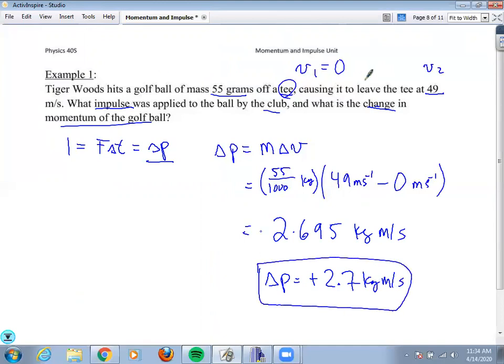And it asks for the impulse. Well, impulse is equal to the change in momentum, so the impulse must equal positive 2.7 Newton seconds. So notice that impulse and delta P are the same.